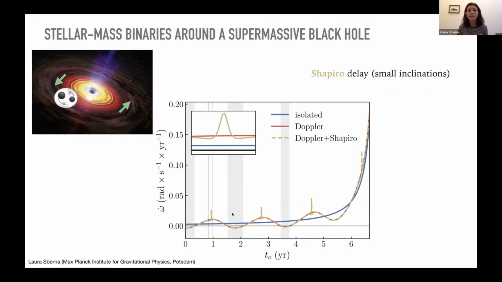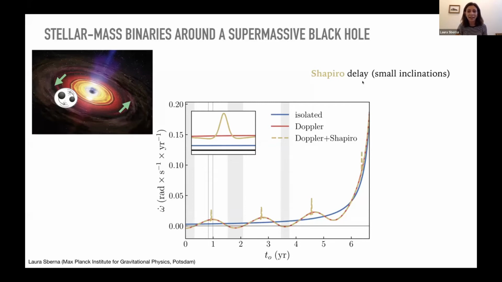I want to mention that besides the Doppler effect, you can also have a detectable Shapiro time delay, caused by the gravitational influence of the supermassive black hole on your gravitational wave signal as it exits this potential well. The Shapiro delay is in general subdominant to the Doppler effect, except, as you can see on this slide, when you have very small inclinations between the outer orbit around the supermassive black hole and the line of sight. But actually in this case, lensing would also be important.